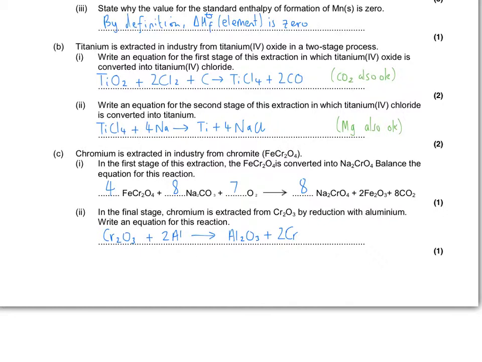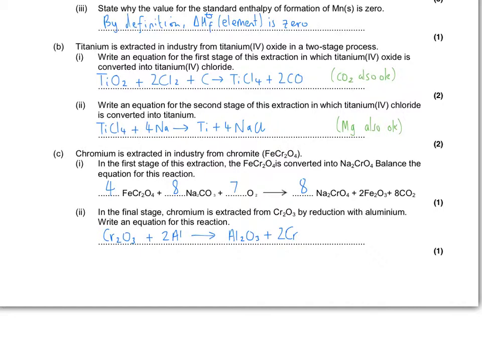And now the oxygens. If you count these oxygens, you'll find it comes to 54. In these compounds, it comes to 40. So 7O2 means the extra 14.